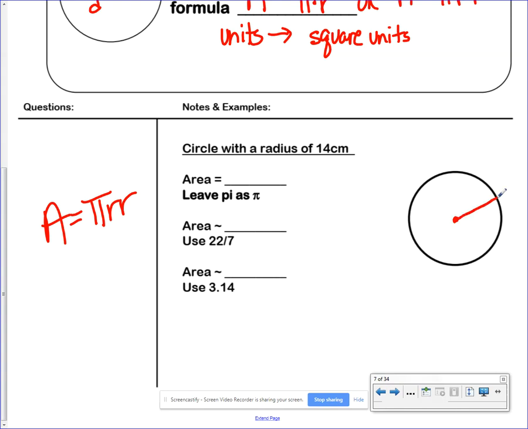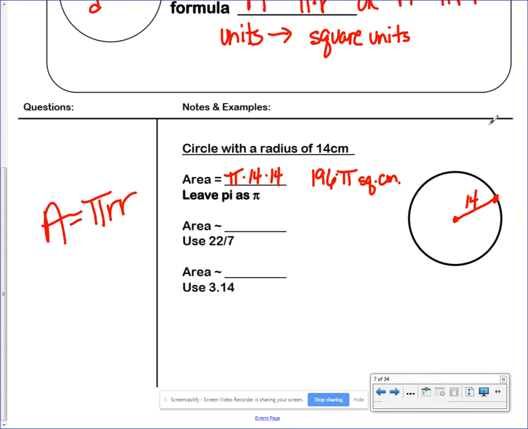Here we go. There's my radius. It's 14. If I asked you to leave pi as pi, you would think this: well, I have to take pi times 14 times 14. And when you calculate that, holy mackerel, this ends up being 196, that's what 14 times 14 is, times pi. My units, what am I in? Centimeters here. So I'm going to say square centimeters.